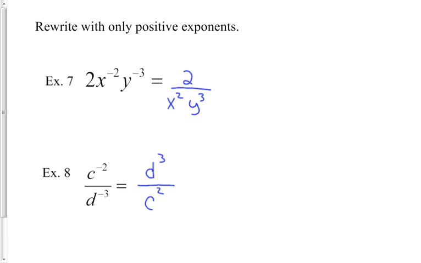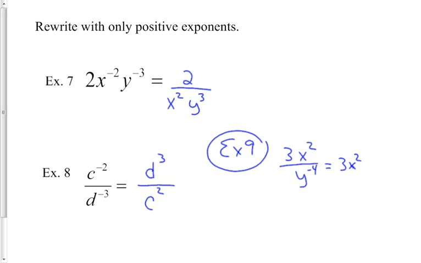So I'm just going to throw one last example on here, example number 9. Let's say that I had 3x to the second over y to the negative 4th. Okay, the 3 and the x squared aren't going to go anywhere. But the y to the negative 4th, that's now going to come up to the numerator. It's going to become positive. If you want to put it all over 1, that's okay. It doesn't have to be. We can just write it as 3x squared times y to the 4th.